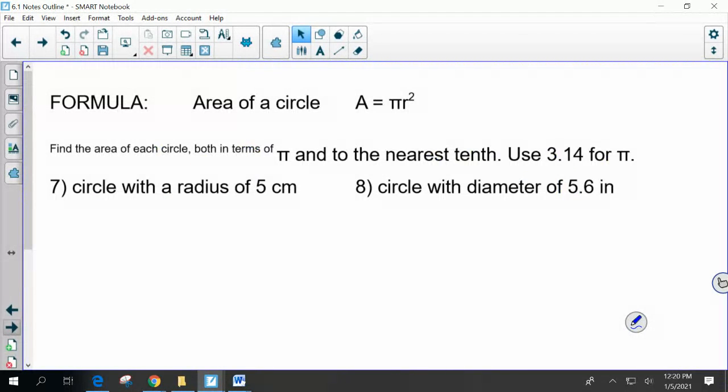Okay, so the area of a circle is pi r squared. There is no area formula that uses diameter. So you always have to start with a radius. If you are given a diameter, to get the radius, you would take that and divide it by 2. So you might want to write down that formula for radius.